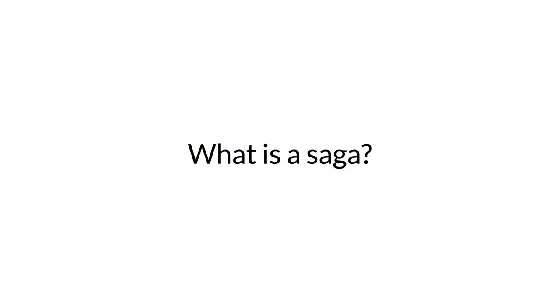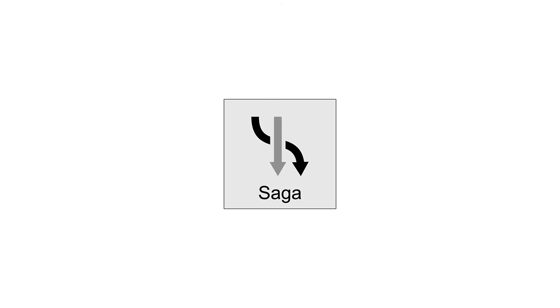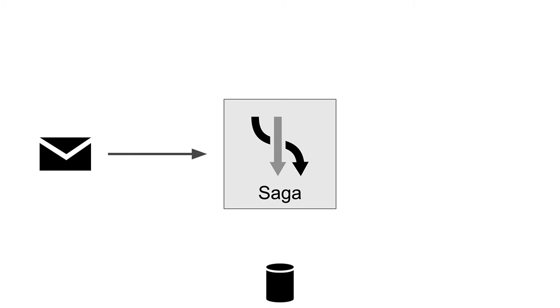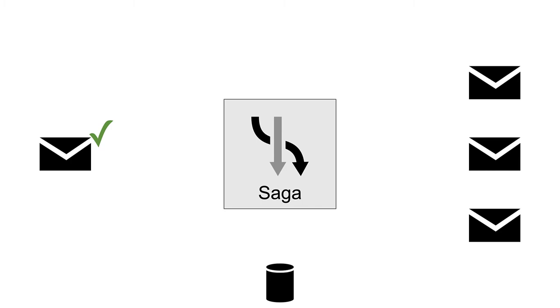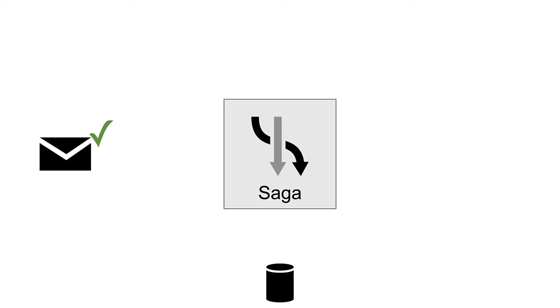So, what is a Saga? A Saga is nothing more than a message-driven state machine, which means that it has its own database to store its state. When a message comes in, it's processed by the message handler in the Saga. The Saga consults its stored state, makes decisions, and then can send new messages as a result. As a result, the incoming message is successfully processed and consumed, and the outgoing messages are dispatched to their destinations.